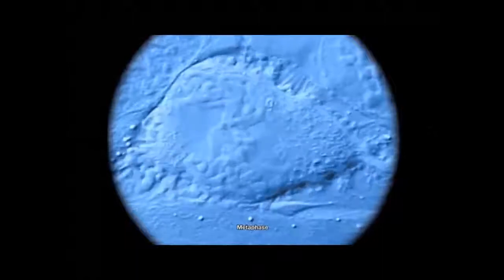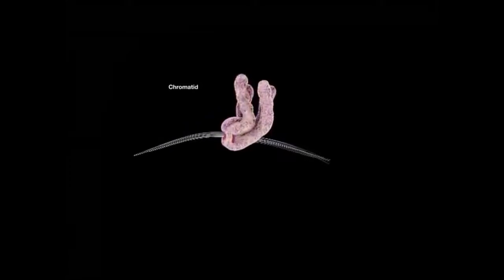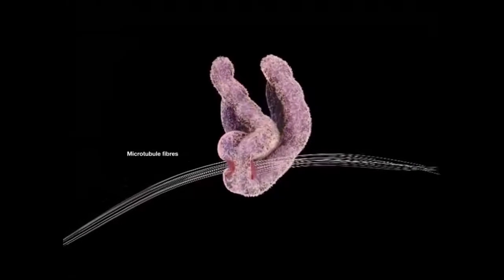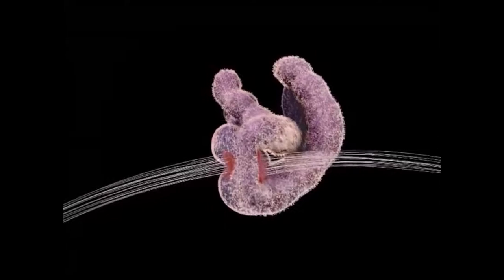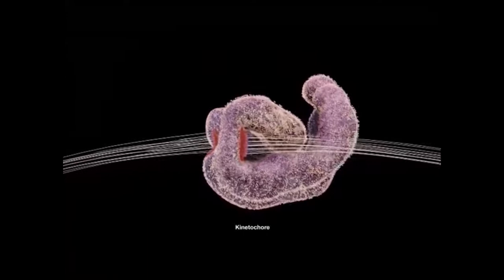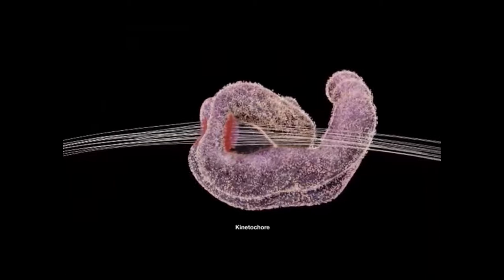This visualization isolates a single chromosome at mitosis. The chromosome contains two identical copies of DNA. Each DNA molecule is packaged up into one of the sausage-shaped chromatids. Sticking out from either side are microtubule fibers from the mitotic spindle used for orienting and guiding the chromosomes to their correct positions. The red region is the kinetochore, which works as the interface between the microtubules and the chromosome.